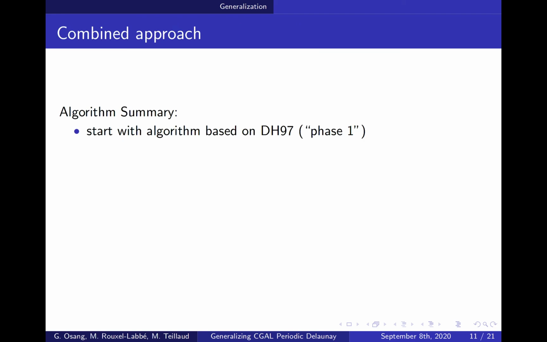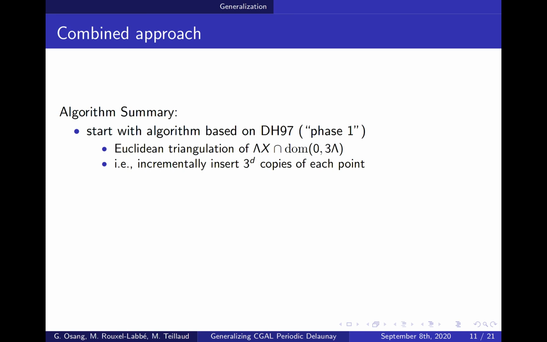So with this, we can now outline our algorithm. We start with taking the points that are within the domain scaled by a factor of 3, and then insert points in there. So basically we have a Euclidean triangulation of this infinite point set, but restricted to the scaled domain, which means in practice there will be 9 or 27 copies of each point inserted.